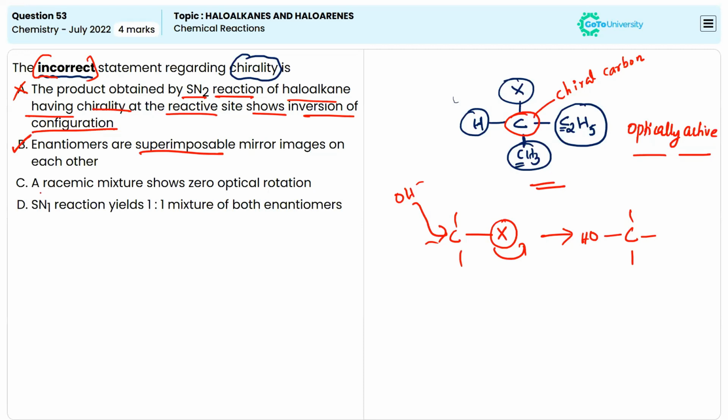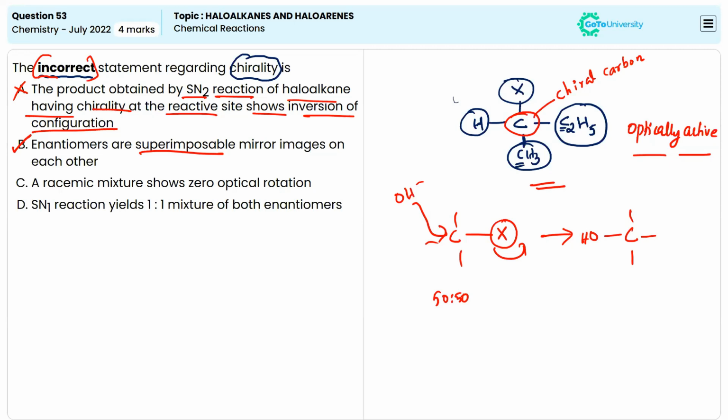Okay. Now coming to option C, a racemic mixture shows zero optical rotation. That is correct because a racemic mixture means it is a 50-50 mixture. Suppose I have 100 molecules of a particular optically active compound, then 50 of the molecules are rotating the light in the left direction, and 50 in the right direction.